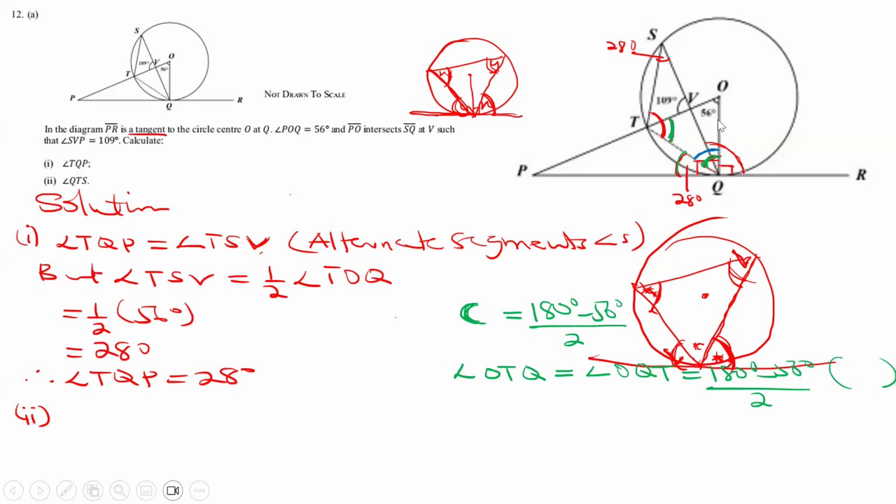So the base angles, once you know one of the angles, the base angle is known. So that's why I said OQT is equal to OTQ, the base angle, and that will be equal to 180 minus 56 divided by 2, because you share, they will be equal. You get it?